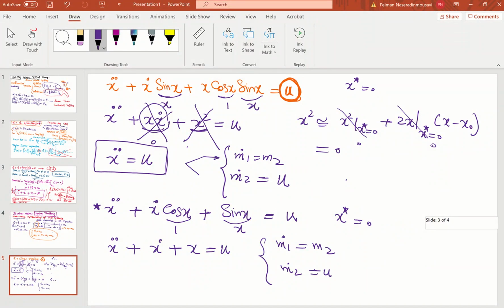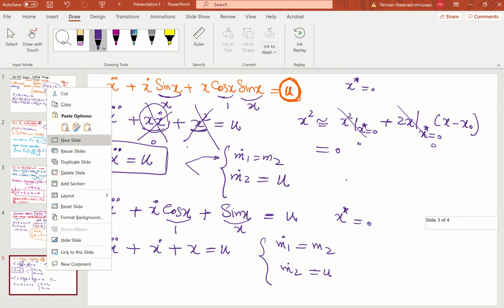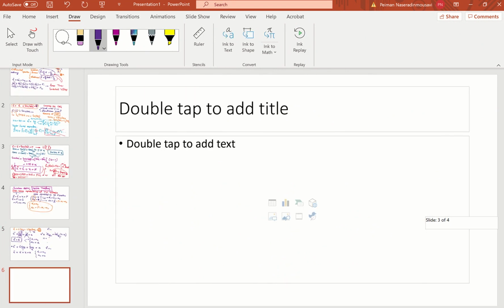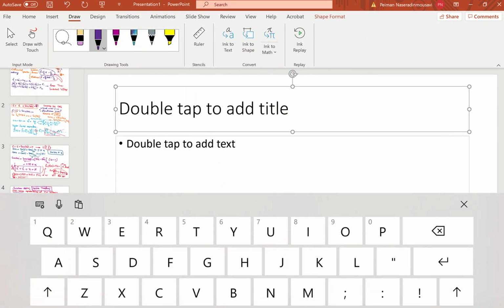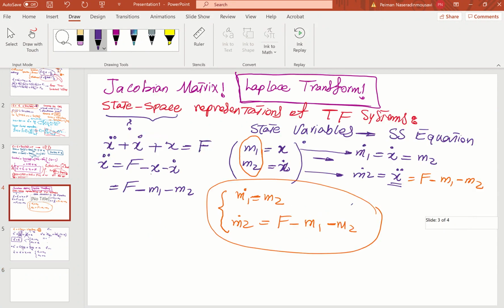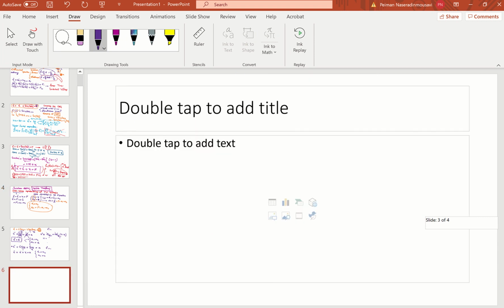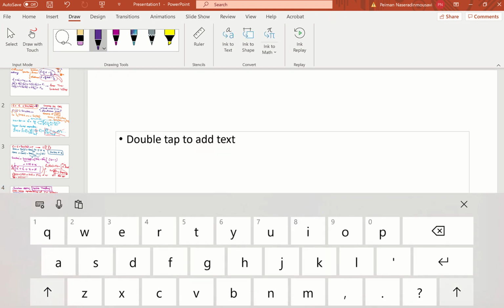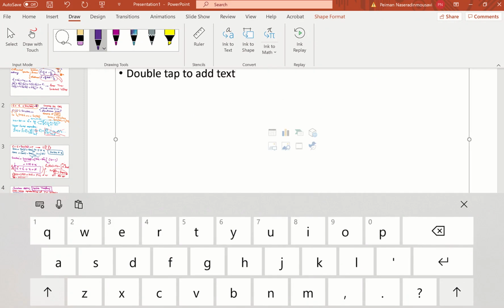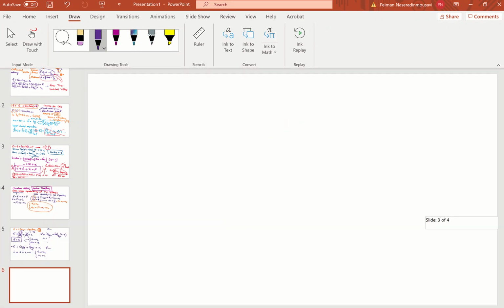Understand? So now after knowing this, let me go to this topic. We know the state space representation of transfer function systems. Guys, if you look here, in the previous example the highest order of the time derivative was 2, but you can have this system in reality. This system, let me plot it for you.